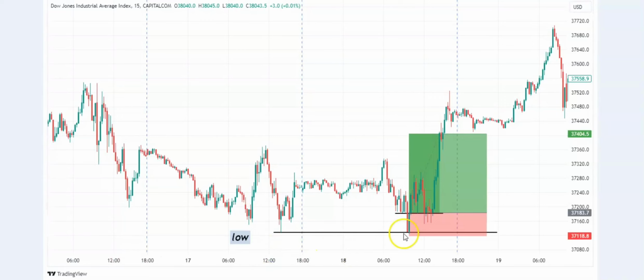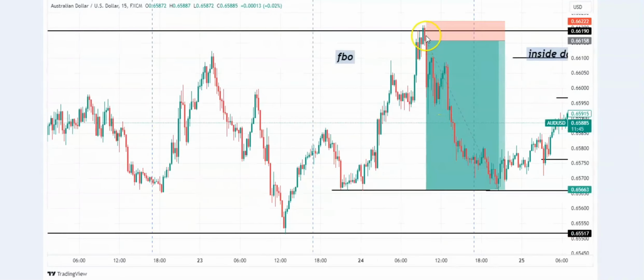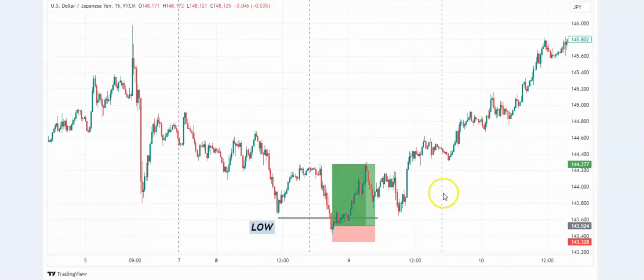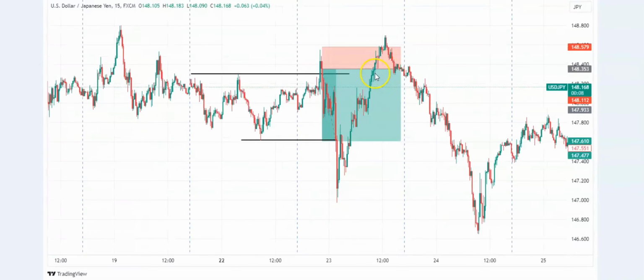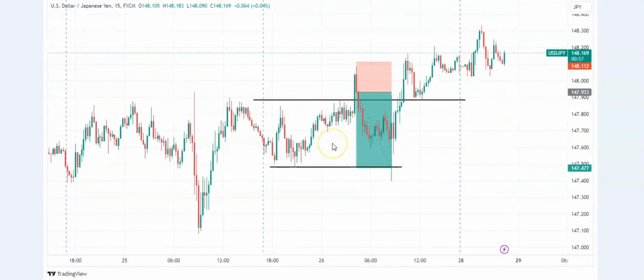In this setup, price moved from the low of the day to the high of the previous day. In this setup, price moved from the high of the day to the low of the day. In this setup, price moved from the low of the day to the high of the day and further to the high of the week. In this setup, price moved from the high of the day back to the low of the previous day. In this setup, price moved from the high of the day to the low of the day.